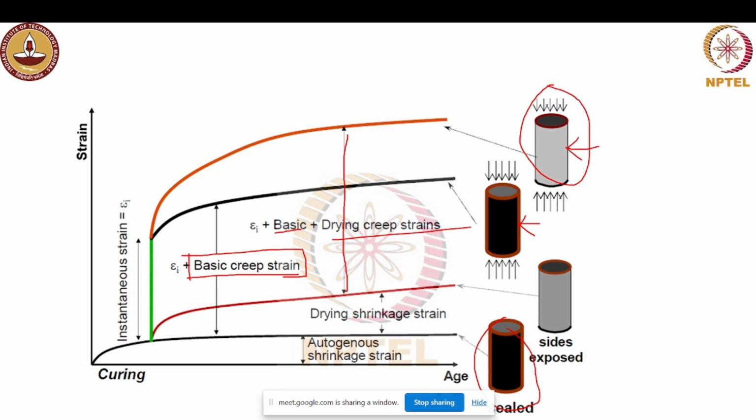Yes, ma'am. Okay. So you mean that the more the surface area is exposed, the more the chances of shrinkage is going. Yeah, the more you will have loss of water.